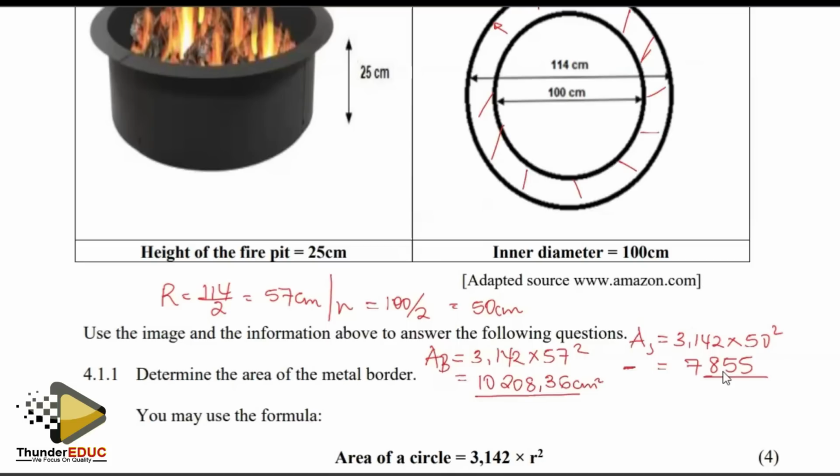10,208.36 minus 7,855. So you end up having 2353.36. Don't forget to put units.